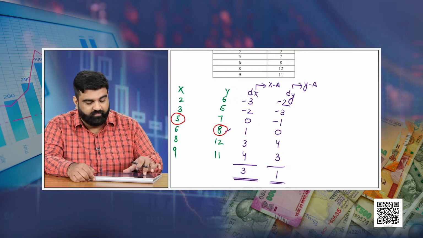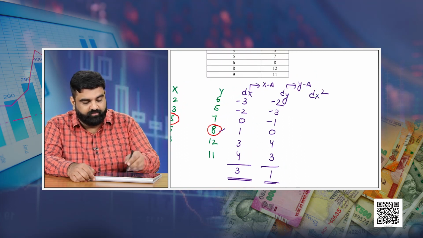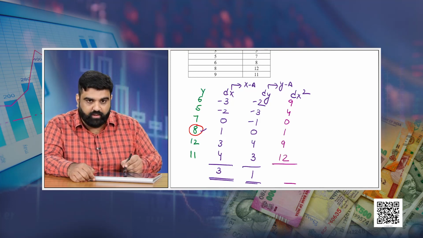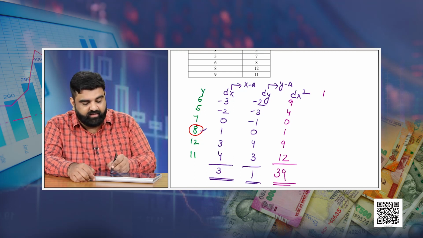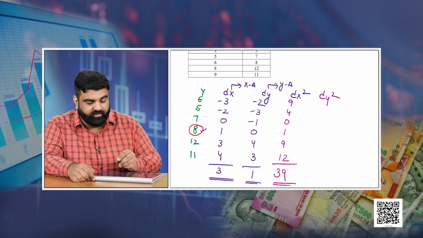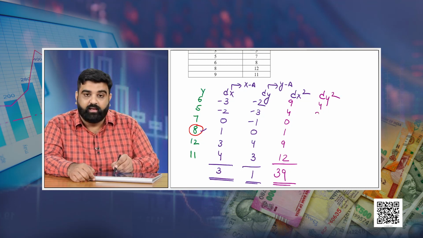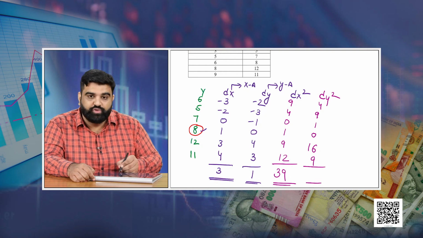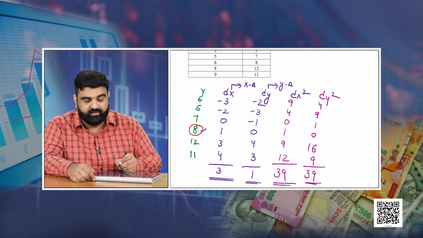So, we have dx square, which will be 9, 4, 0, 1, 9 and 16. So, the total to dx square will be 39. Now, let us calculate dy square. So, this will be 4, 9, 1, 0, 16 and 9 again. So, the total to dy square will again be 39.